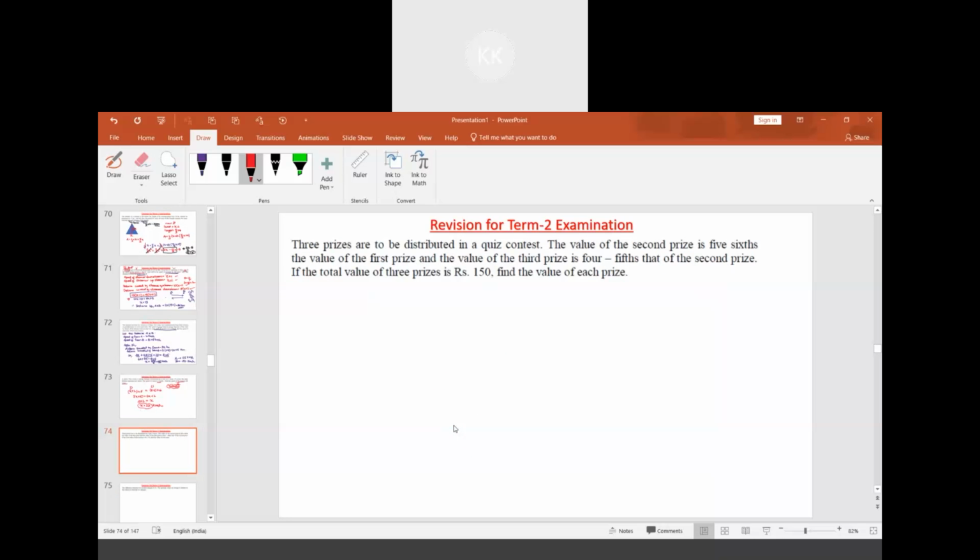Probably this question was there in the exemplar. Three prizes are to be distributed in a quiz contest. The value of the second prize is 5/6 the value of the first prize, and the value of the third prize is 4/5 that of the second prize. The total value is 150. Find the value of each prize. Take the first prize as x, plus 5 by 6x, plus 4 by 5 into 5 by 6x, is equal to 150.